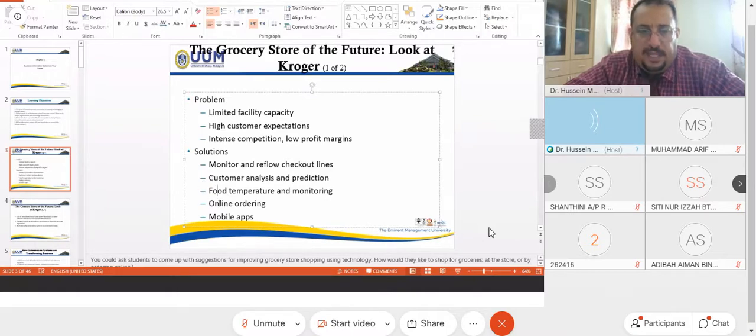Another thing is food temperature monitoring. They would like to know how the food is when it is stored and when it will expire. Very important. Now, online ordering, because of COVID-19: businesses that don't react fast to this demand suffer, because huge demand comes from online now. I was in Kuala Lumpur in the early part of this month.